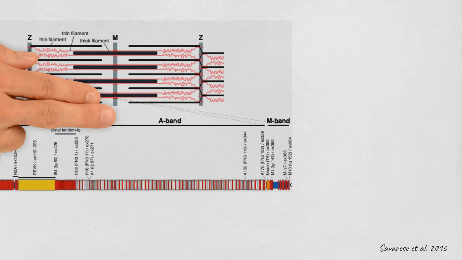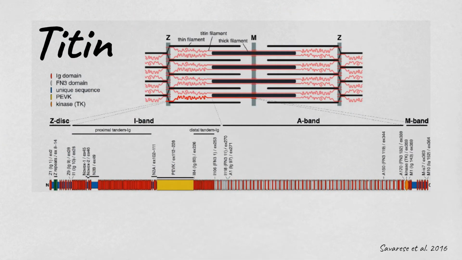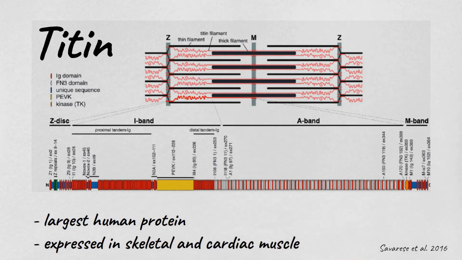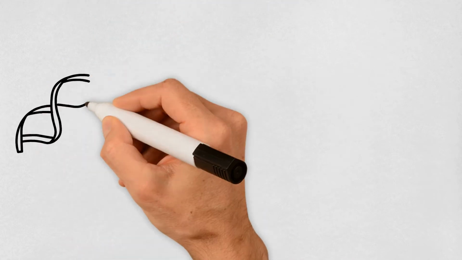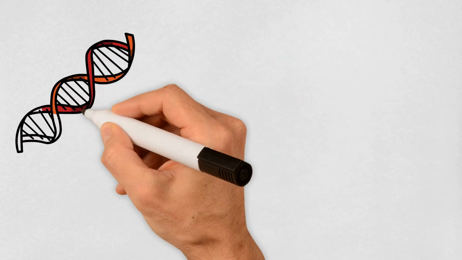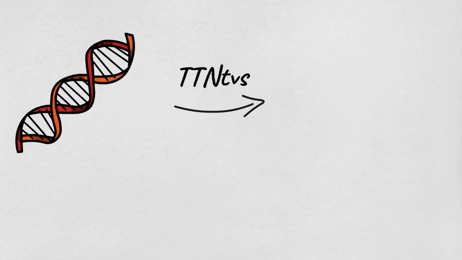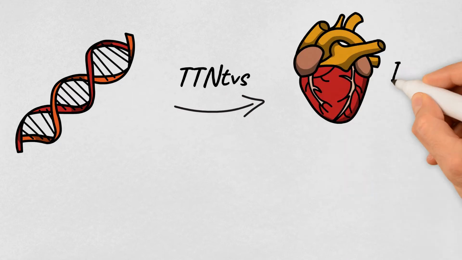The Titin gene encodes for the largest known protein in humans called Titin, also known as connectin, which plays vital roles with structure, development and regulation of both skeletal and cardiac muscle. Variants in Titin, particularly truncating variants, are implicated in cardiomyopathies, the dilated and sometimes hypertrophic cardiomyopathies.